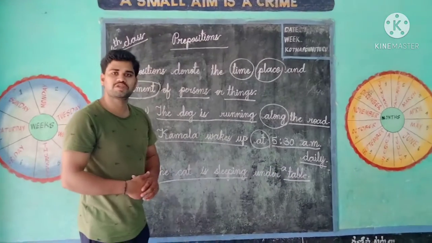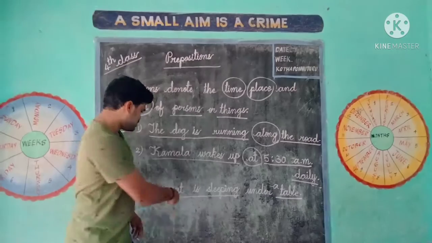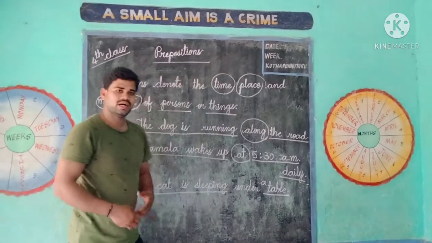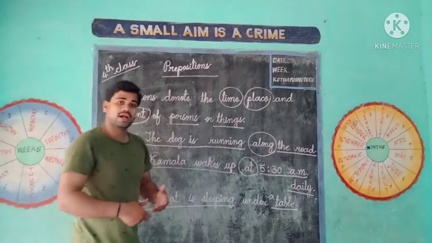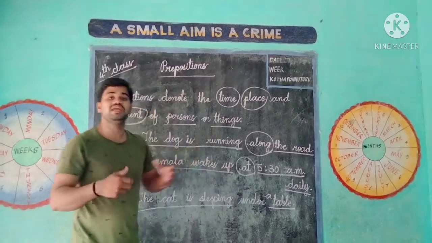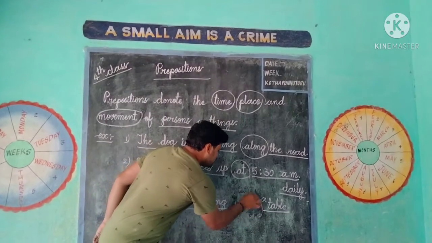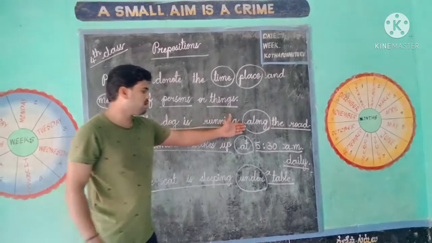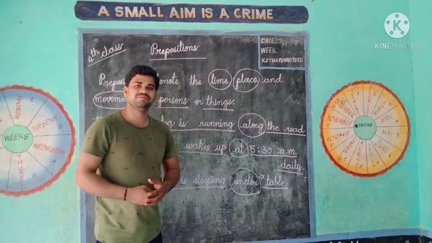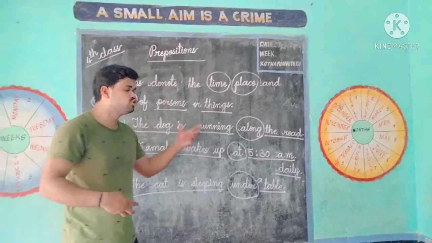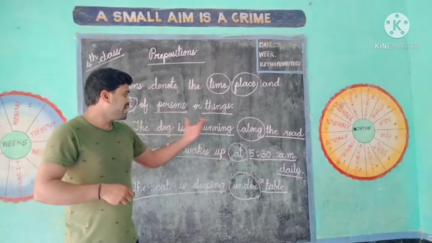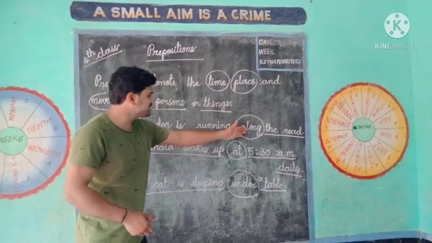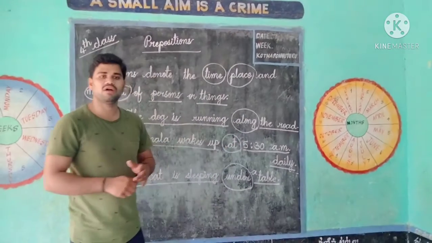Now it becomes a meaningful sentence. The cat is sleeping under a table. Here the word under connects both parts and also makes the sentence meaningful. So here under is a preposition. Here the three circled words, along, at, under, connect the two parts in a sentence and make the sentences meaningful. That's why all these circled words are called prepositions.